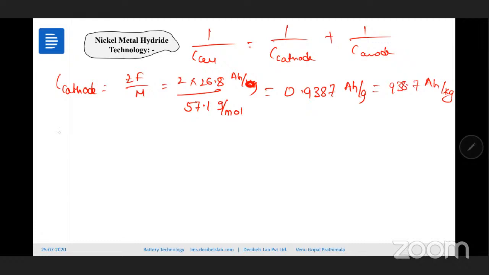Okay. And similarly for anode, it is ZF by M. So it is 2 into 26.8 divided by molar mass of this particular MH value. So in the data sheet, if you look into the data sheet, the MH value is given as 91.7.